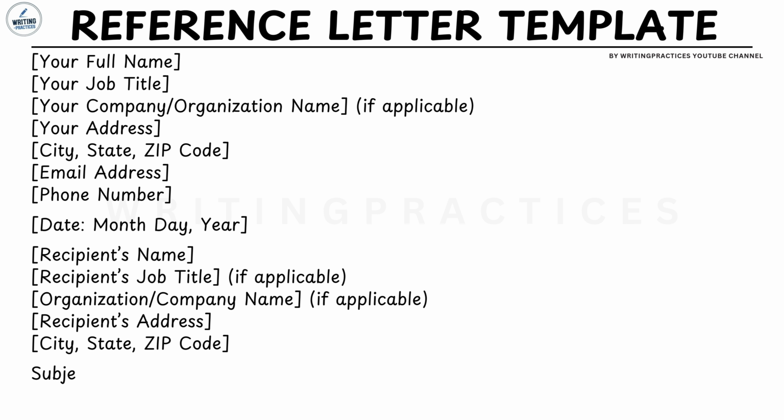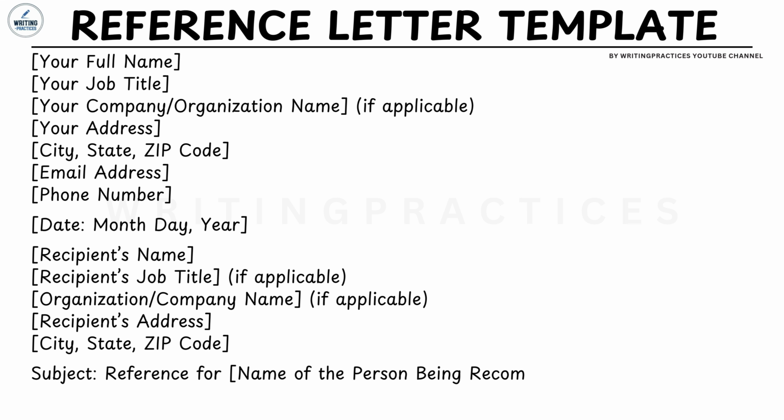Subject. What's the letter about? Now you'll include the subject of the letter. This line briefly explains what the letter is about, so the recipient knows immediately what it pertains to. An example could be, subject: reference for Sarah Johnson. This subject line tells the reader at a glance what the letter is about. It helps set expectations and provides clarity.